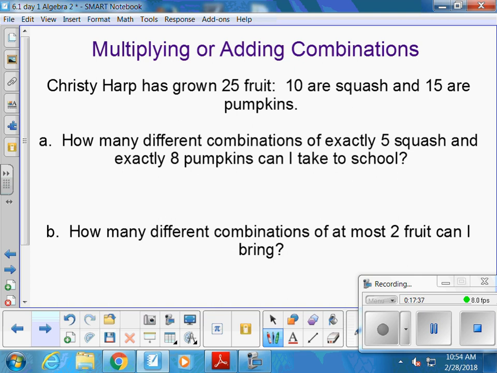How many different combinations of exactly 5 squash and exactly 8 pumpkins can I take to school? So I definitely have 2 decisions to make, so I'm going to be multiplying here. I'm taking 5 squash to school, so how would I set that up? 10 choose 5, because I only have 10 squash to choose from. Then how can I choose 8 pumpkins? 15 choose 8. Go ahead and type that in. Let's see what you get.